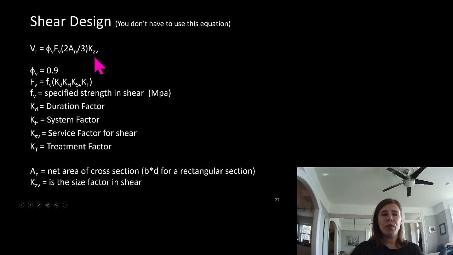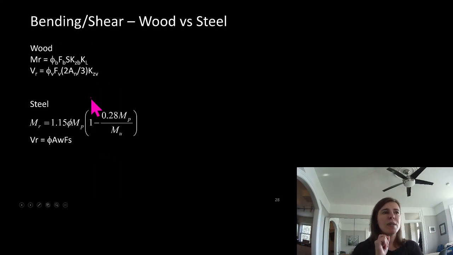Shear design. Again, you don't have to use this equation. We've got our reduction factor for shear at 0.9. FV is our lowercase fv, or our specified strength in shear from those tables, with our different factors applied for duration, system, service conditions, and treatment. AN is the net cross-sectional area. Remember, for steel it was just the web, but for our wood it's its full cross-sectional area. KZ is the size factor, and then look, 2/3 of the area. Remember, for our steel we used 0.67 in our shear as a modifier. Well, that's the same thing here. 2/3 is 0.6667. So it is almost the exact same equation.